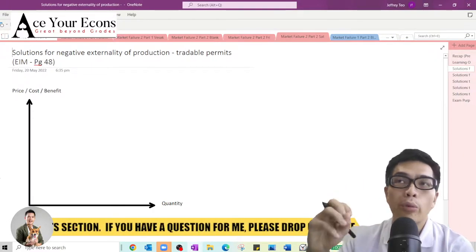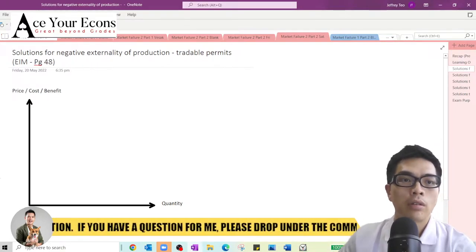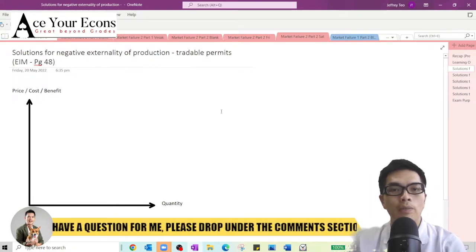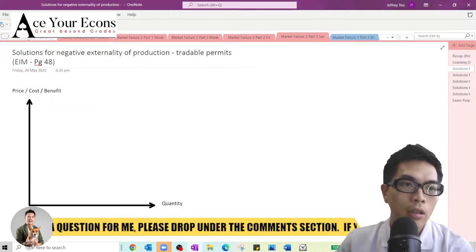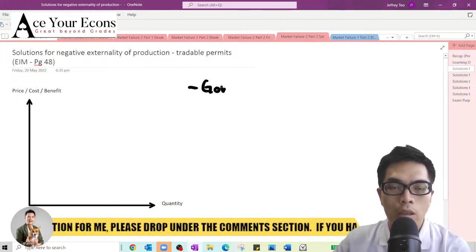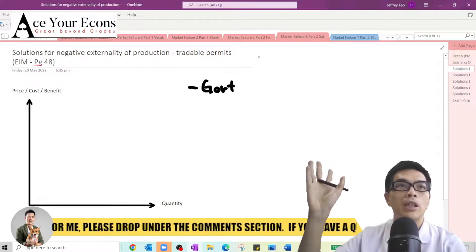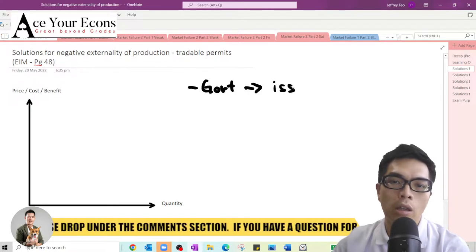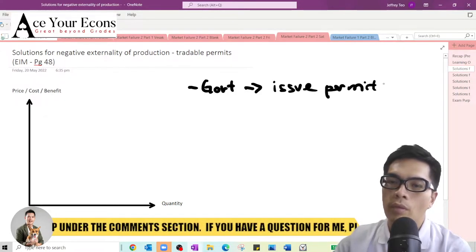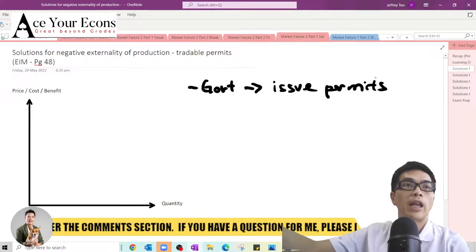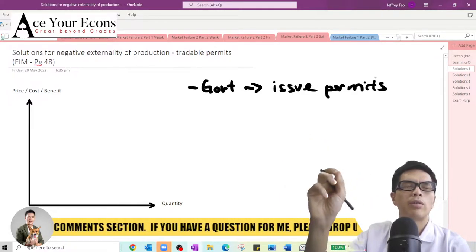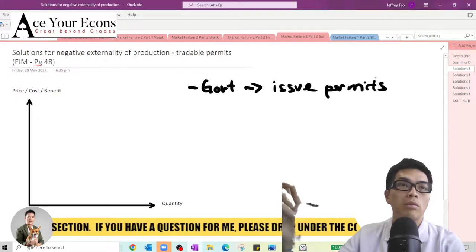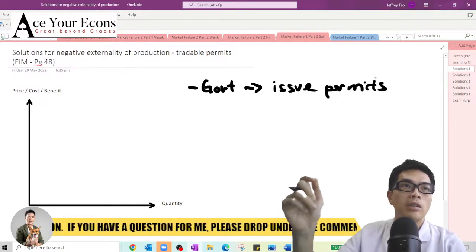So how do we illustrate tradable permits? Tradable permits will always revolve around three parties. Please get this right. The first party is the government. What's the role of the government here? Please take notes here, important. The government will issue permits, will allocate permits to firms for them to pollute. So each permit will tell you that this is one metric ton of carbon that they can pollute. So this is the role of the government.